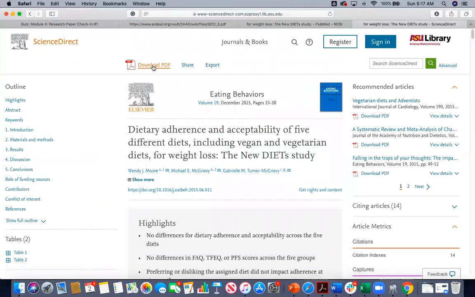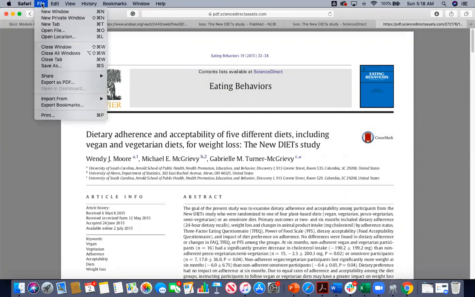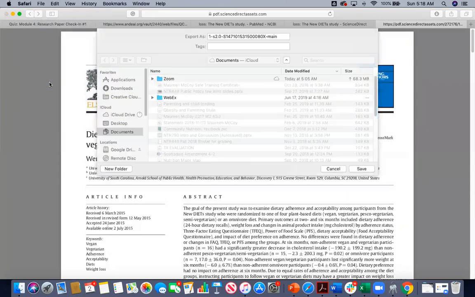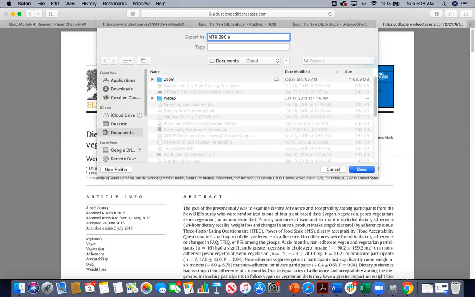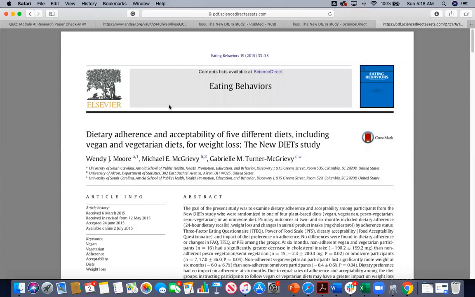So then you're going to click on Download PDF, download this article. This looks a little bit different on every website that you go to. So if you have any questions, let me know. I have a Mac. So on a Mac, you go up to File, Export as a PDF. Then I'm just going to title it something that makes sense to me. Then I'm going to put it on my desktop so I can find it again, hit save.